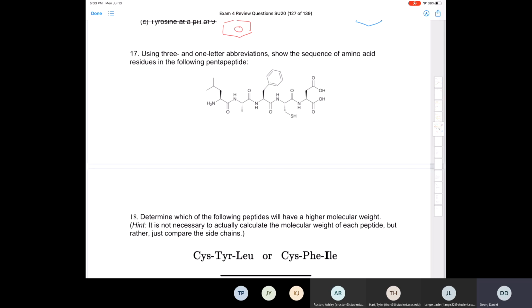It says, using 3- and 1-letter abbreviations, show the sequence of amino acid residues in the following pentapeptide. If it's a pentapeptide, then you know that penta means 5. There are 5 amino acids here. Again, you don't have to memorize the structures of the amino acids. I would give you a table to help you out on this. So it goes NCC. Here's my first amino acid. Then I have NCC, second, third, fourth, fifth.